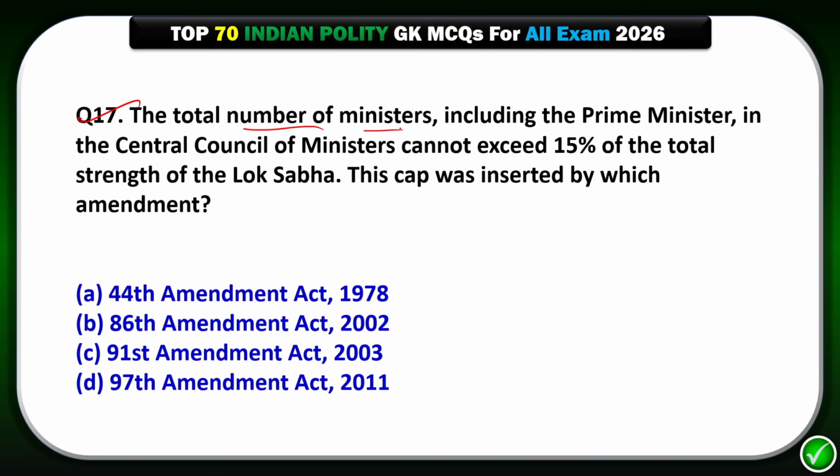17. The total number of ministers, including the Prime Minister, in the Central Council of Ministers cannot exceed 15% of the total strength of the Lok Sabha. This cap was inserted by which amendment? Option number C. 91st Amendment Act 2003.